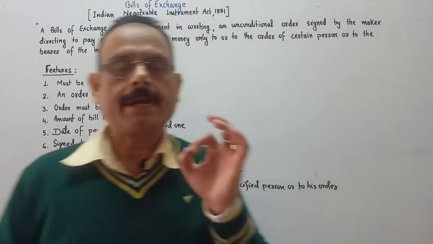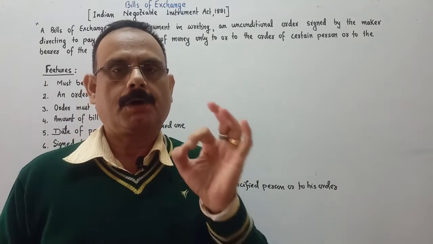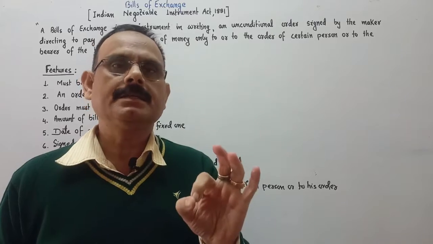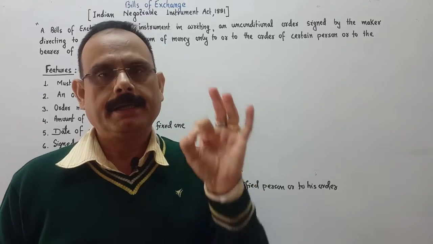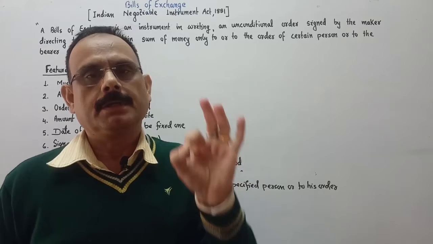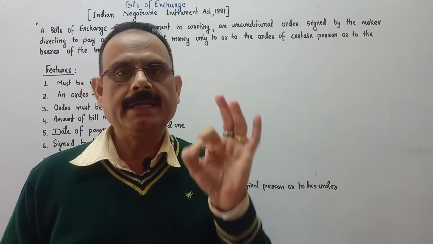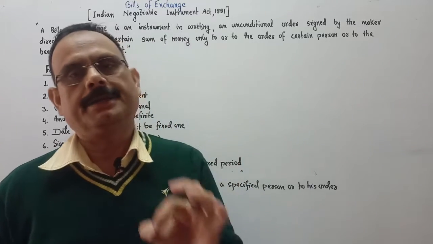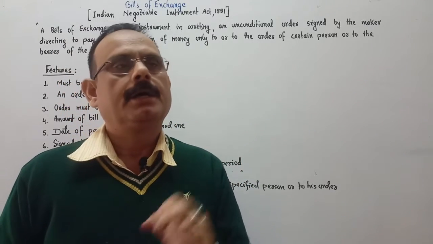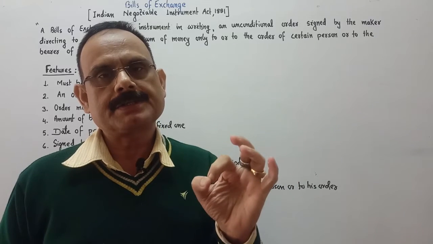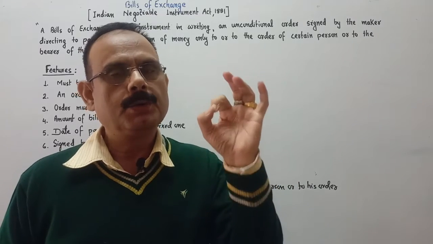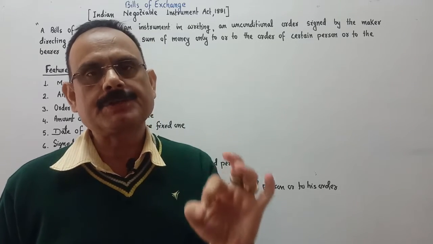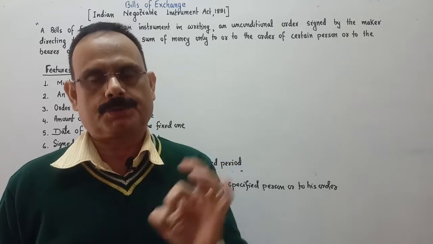Now our next chapter is bills of exchange. Bills of exchange comes under the Indian Negotiable Instrument Act 1881. This is the oldest act in India. Earlier, the bills of exchange were named hundies. Now it is named as bills of exchange or promissory notes.